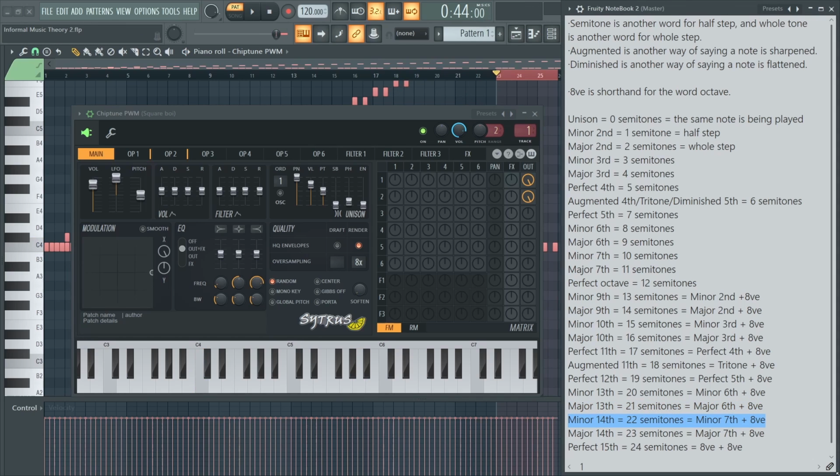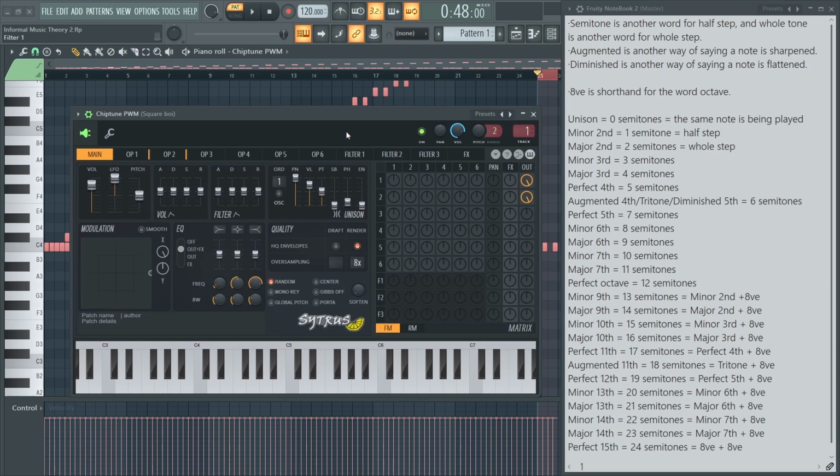Here's the minor 14th, which is 22 semitones, which is just the minor seventh plus an octave. Here's a major 14th, which is 23 semitones, which is just the major seventh up an octave. And finally, here's the perfect 15th, which is 24 semitones, which is just 2 octaves above our target note. Alright, perfect. So we've seen and heard all of these intervals across the span of 2 octaves.